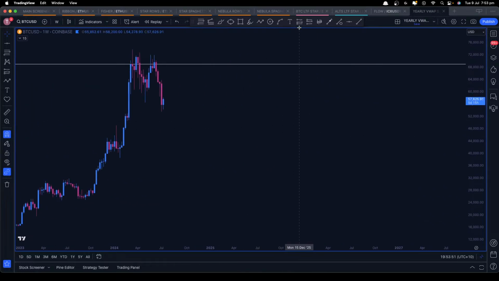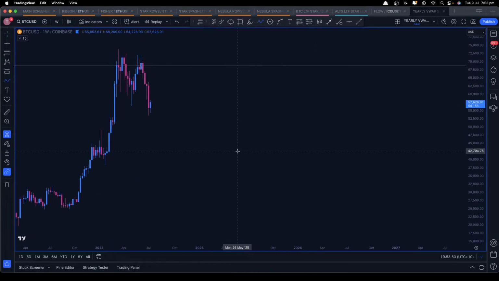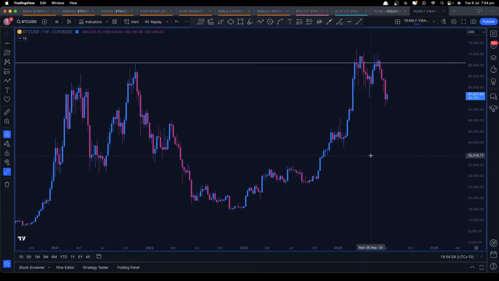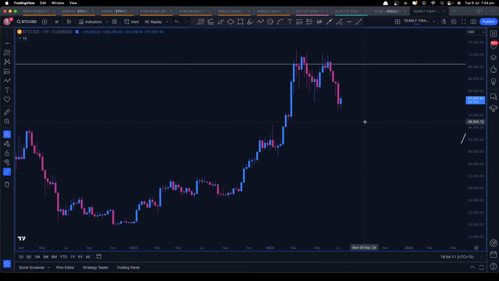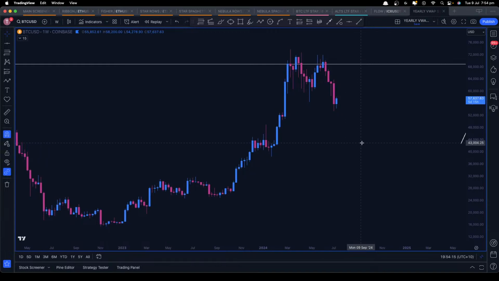An SFP is basically, you get a high put in, price does this. Usually you want a bit of space between the first high and the second high. When price comes back above this high and then closes below, that's a swing failure pattern. Tom Dante taught me that. I am not going to claim it as my own. It's a Tom Dante pattern that he taught me and has taught pretty much all of the traders you'll see on Twitter.